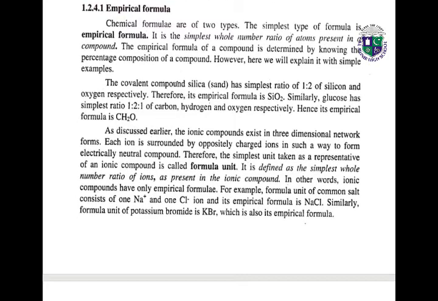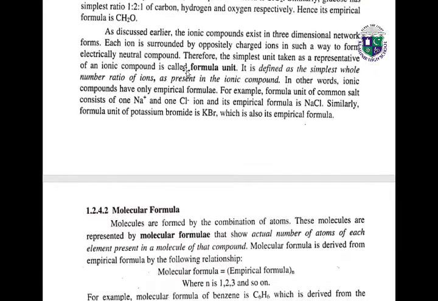As we discussed earlier, the ionic compounds exist in a three-dimensional network. Each ion is surrounded by oppositely charged ions in such a way as to form an electrically neutral compound.